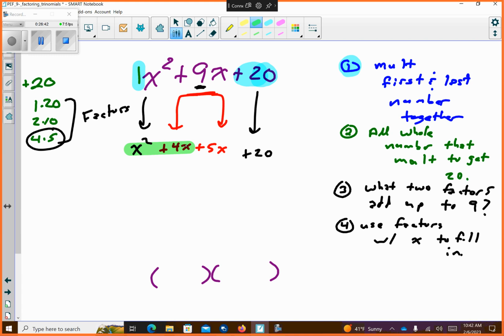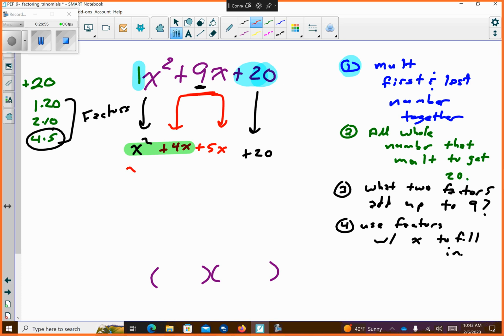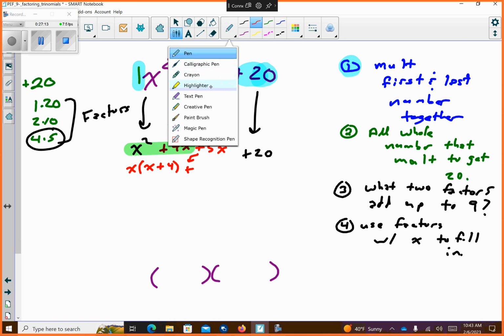What do I have in common between those green highlighted terms? X. X is the only thing, agree? Okay, that's the green highlighted portion. Middle sign always comes straight down. All right, let's highlight this.